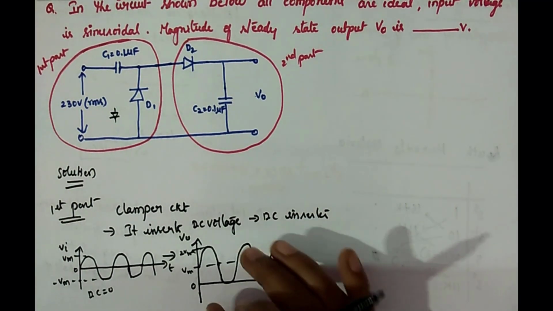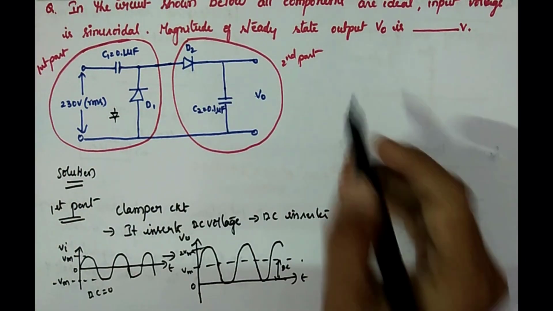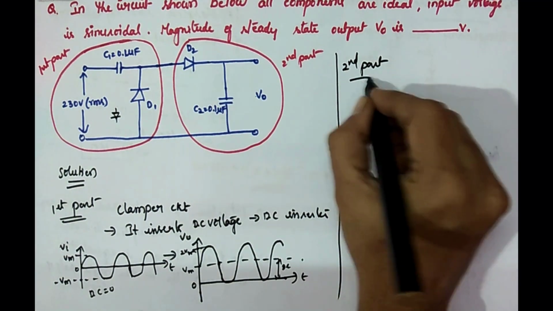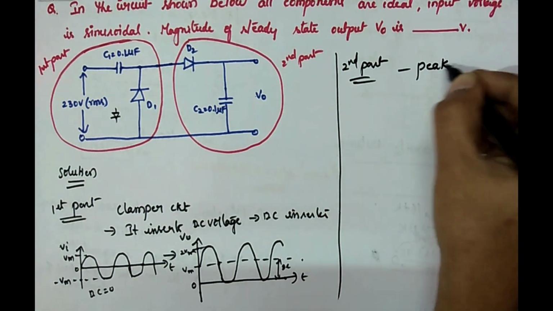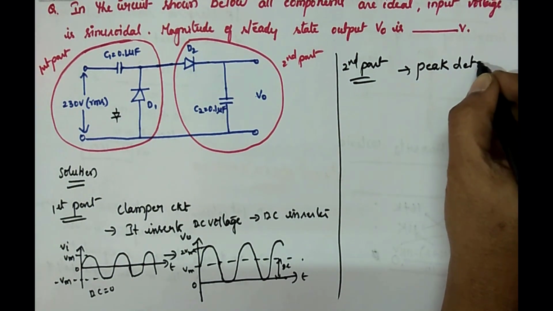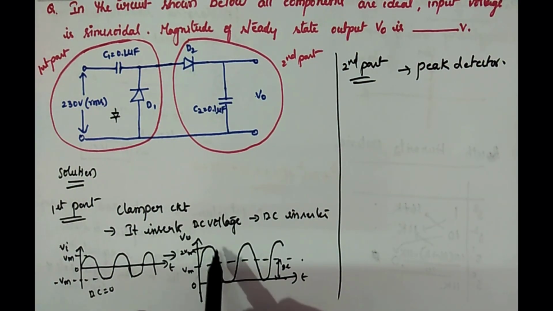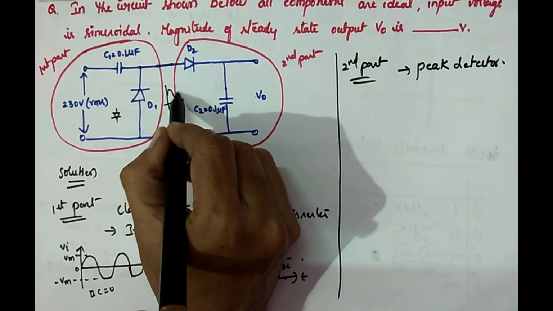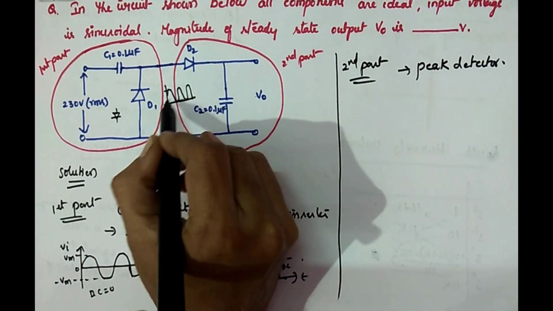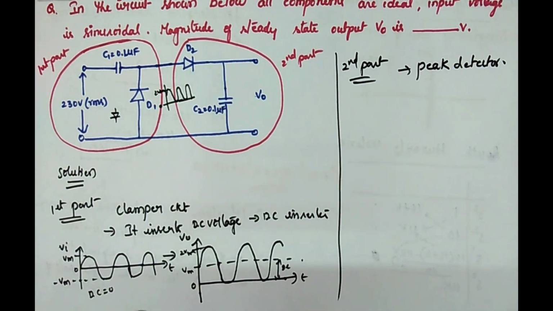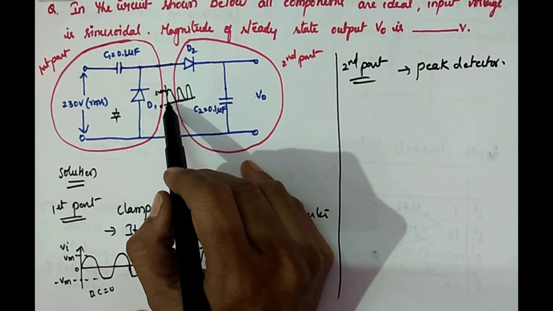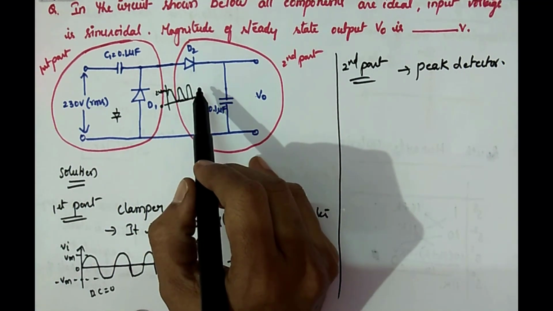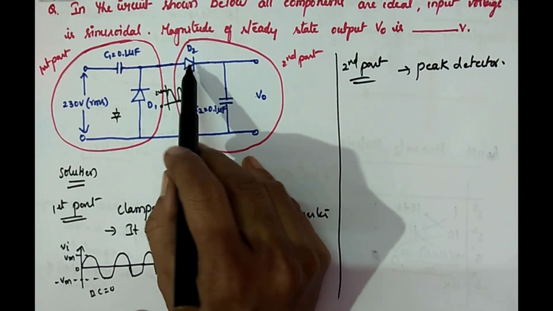Now this clamper circuit output is given to the second part. What is the second part? The second part circuit is actually a peak detector. Now you are applying this 2 Vm signal here, like this. For the 2 Vm signal, the entire signal is positive. So what will happen to the diode?